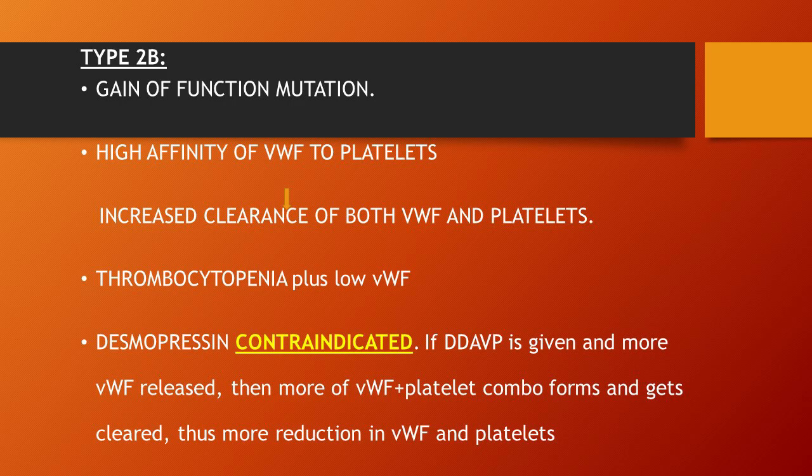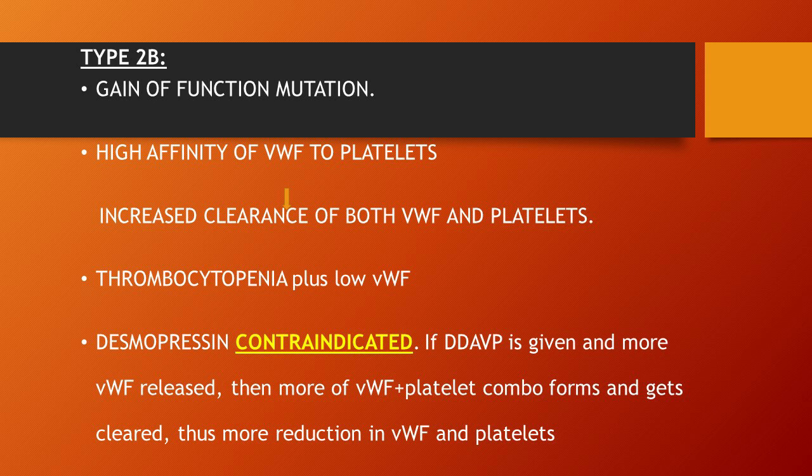In 2A, I said multimers are found less. So again, if you give DDAVP, more von Willebrand factor will be available, so a little more of multimers can form. So there also DDAVP is still effective. In 2B, don't give DDAVP. If you give DDAVP, more von Willebrand factor will be released, which is abnormal. It will bind to platelet and will not leave, forcing your body to remove it. So the decrease in platelets is exacerbated by giving DDAVP. So don't give DDAVP for type 2B.